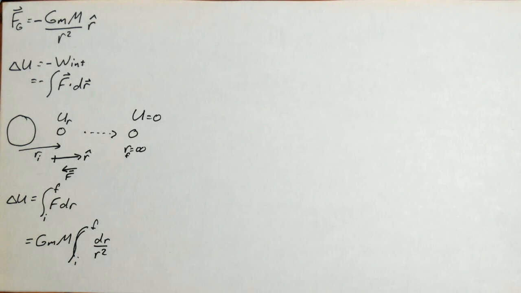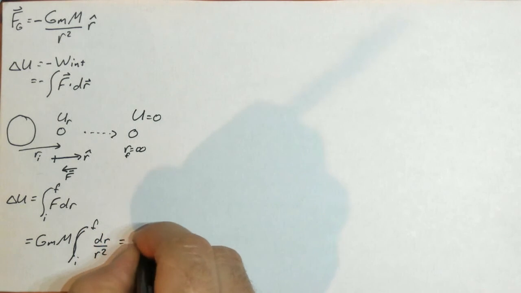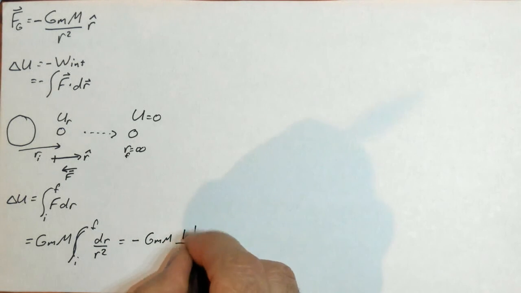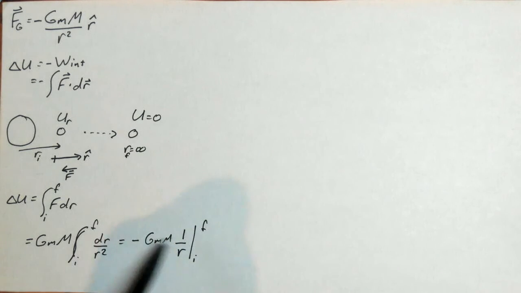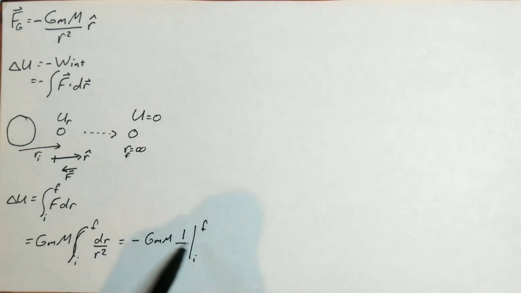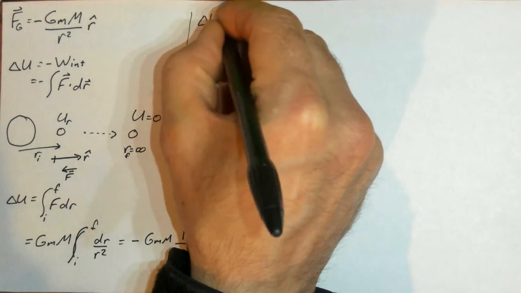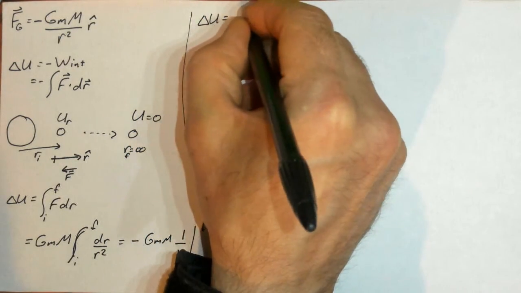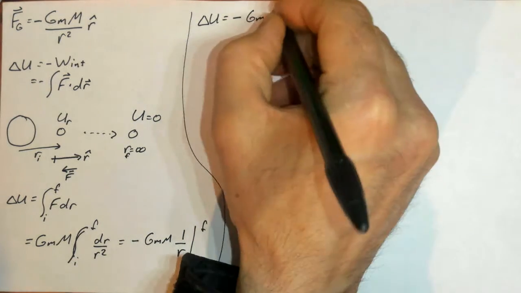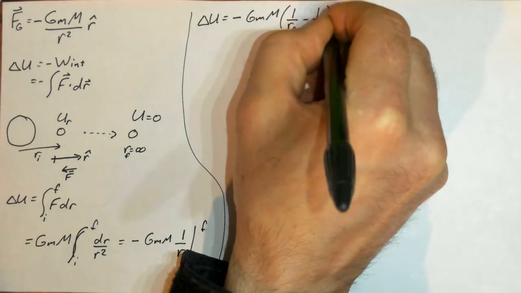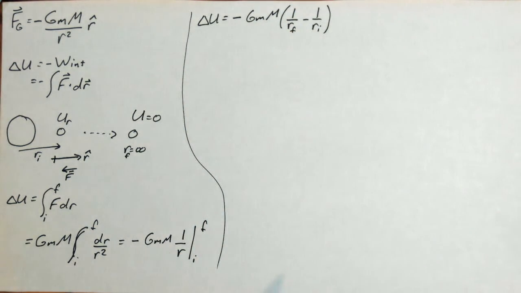Okay. Now that's not too hard of an integral. I can do that one. That's going to be equal to negative 1 over r, where I evaluate this at the final and then the initial case. So let's go ahead and come back up here. So now this delta U is equal to a negative GMm, and I get a 1 over r final minus 1 over r initial. Okay, that's how I evaluate this at the endpoints.